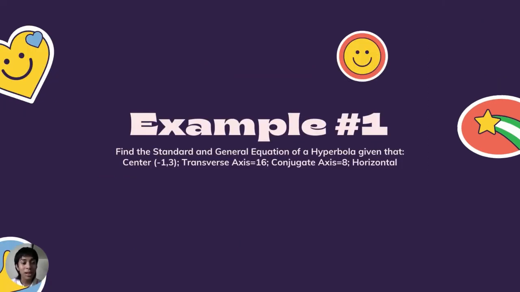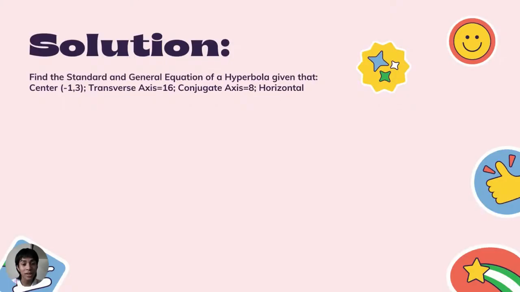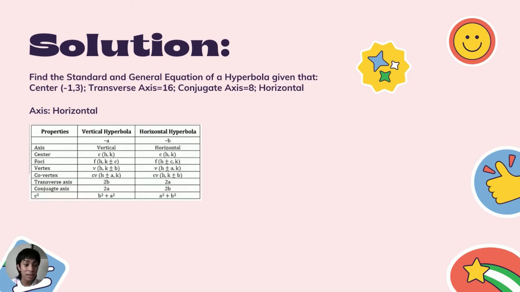So for the first example, find the standard and general equation of a hyperbola given that the center is (-1, 3), the transverse axis is 16, the conjugate axis is 8, and it is horizontal. So given that the axis is horizontal, we will use the horizontal hyperbola table. And there, we can locate the center or the value of h, k. Since the center is already given, the h value is -1 and the k value is 3.